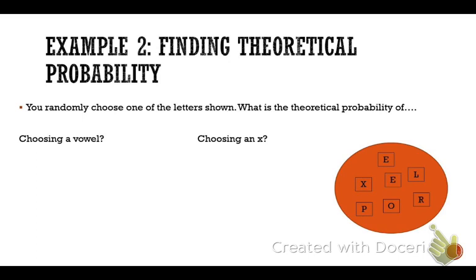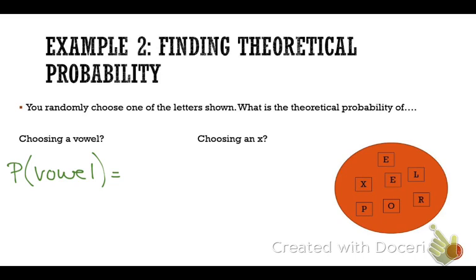It says you randomly choose one of the letters shown. What is the theoretical probability of choosing a vowel? Okay, so let me ask you this. If there were no vowels here in this red circle, what would you say the probability is? 0. Okay, so what I'm going to do is, what's my targeted outcome? Probability of what? Probability, and I would write vowel in parentheses. That's what I'm going for.